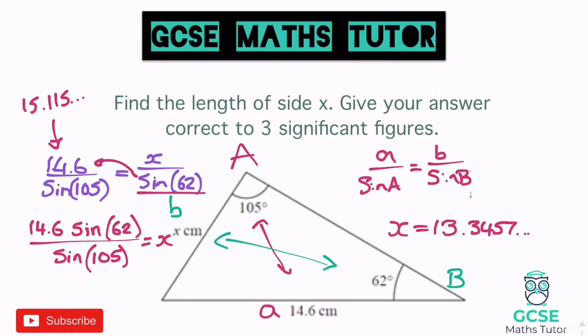So I just need to obviously round this question. That second 3 is my third significant figure. So my final answer will be 13.3. And off we get my units, centimetres. And there's our final answer, 13.3 centimetres.